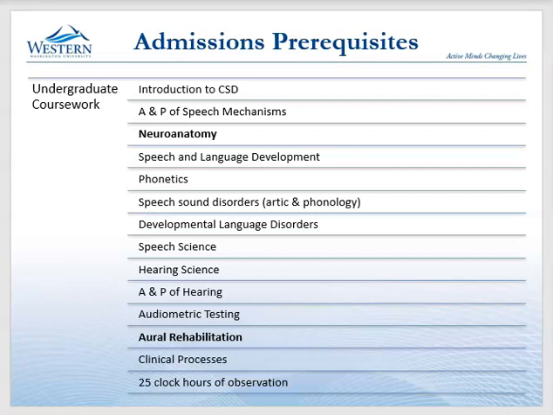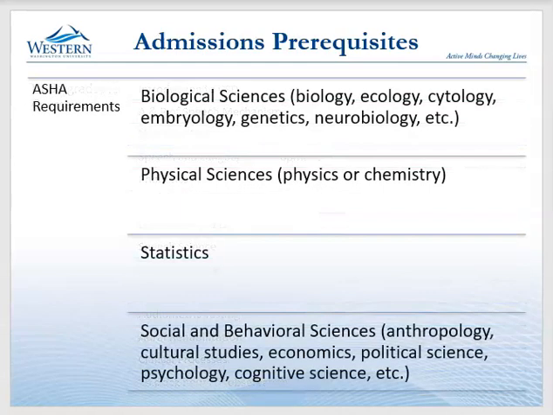You can also find an online course if you'd rather do it that way. One other ASHA requirement that I want to bring up are the ASHA requirements for biological sciences, physical sciences, statistics, and social and behavioral sciences.